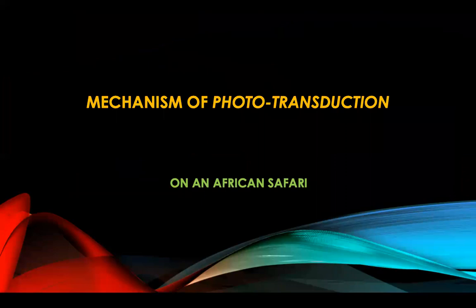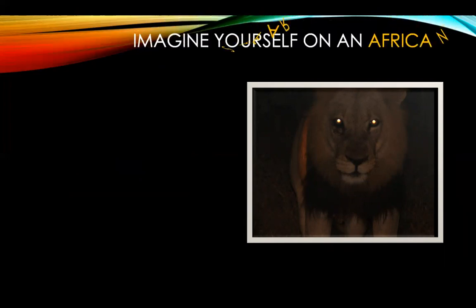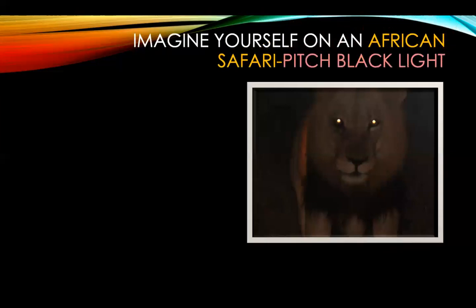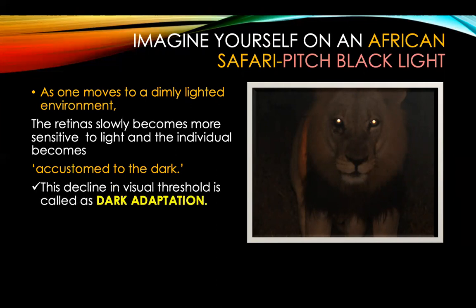Now the mechanism of phototransduction. Imagine you are on an African safari, on a dark night, and some meters away from you is a lion. So as one moves to a dimly lighted environment, the retinas become slowly more sensitive to light, and the individual becomes accustomed to the dark. This takes place over 20 minutes. This decline in visual threshold is called dark adaptation.